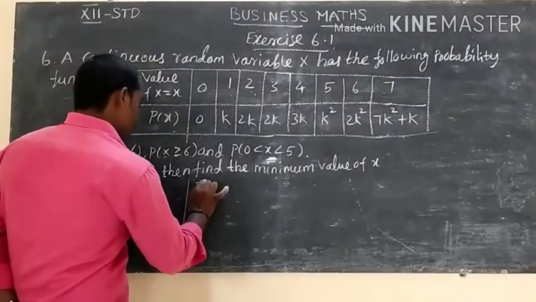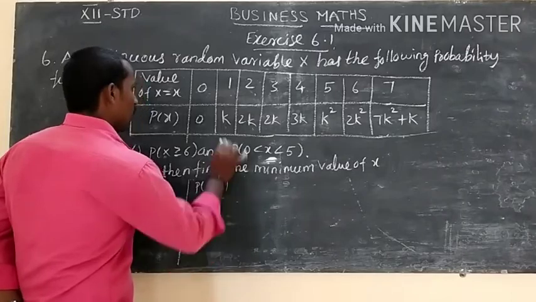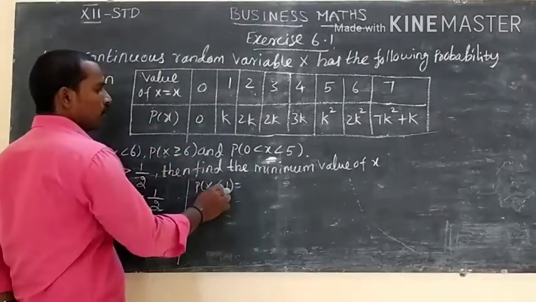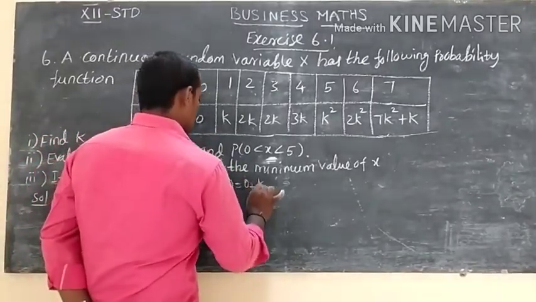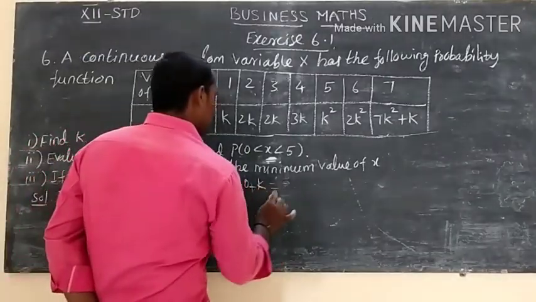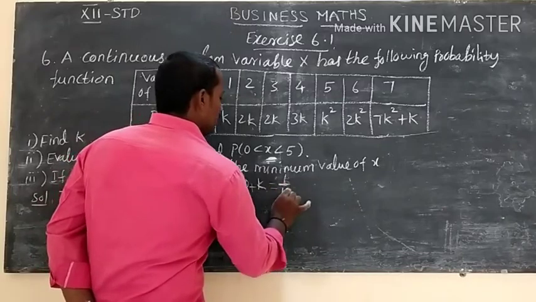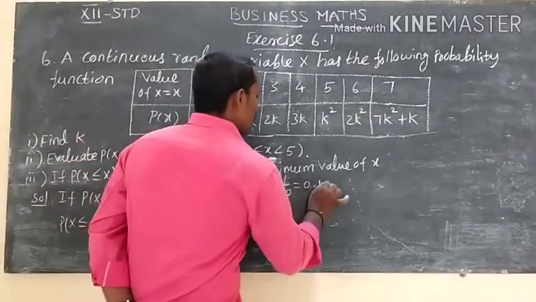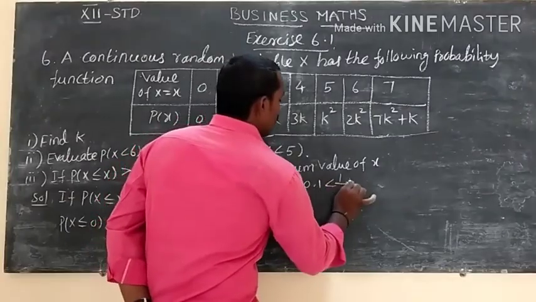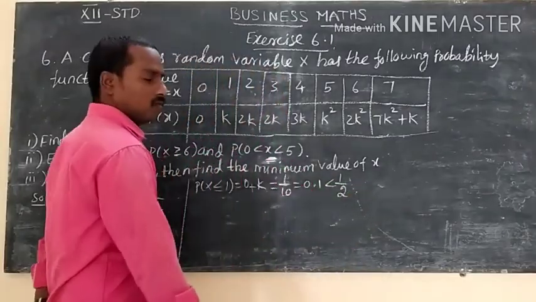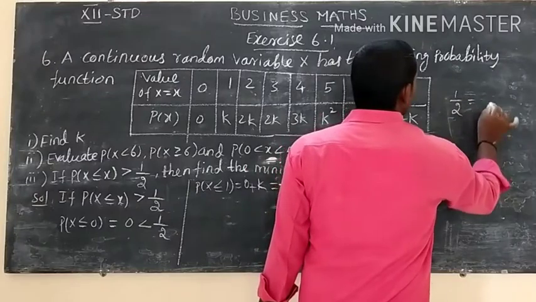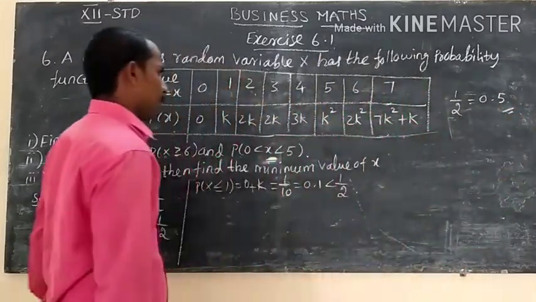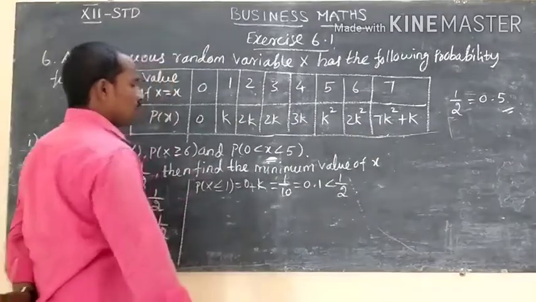Then P of x less than 1, which is equal to the sum of these two values up to 1. So 0 plus k, which is equal to k value 1 by 10. So 1 by 10 is 0.1, less than 1 by 2. 1 by 2 is equal to the decimal value 0.5. So this is less than 1 by 2.